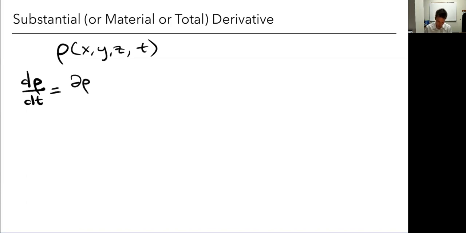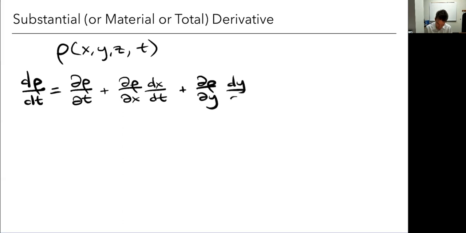So I have the partial derivative of rho with respect to time. The partial derivative means everything else is constant. So at a fixed position, how do things change in time? But I also need to consider my variation with x, noting that x is also a function of time. This particle could be moving through a fluid, and so on. If I consider the other components, dy/dt, this is just the chain rule.